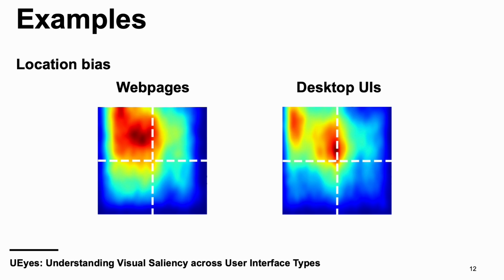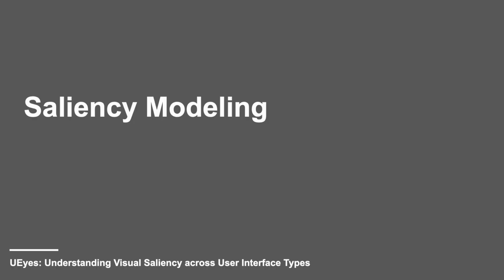For web pages, fixations are spread across the entire upper left region, while there are 2 bands of salient regions in desktop UIs, one right above the center of the UI and the other near the upper left-hand corner.